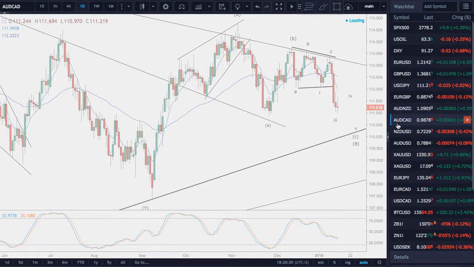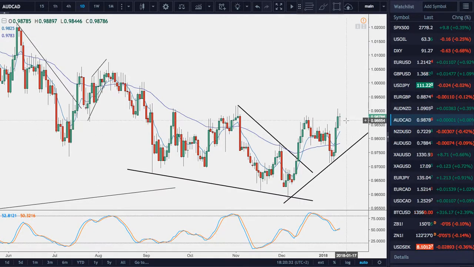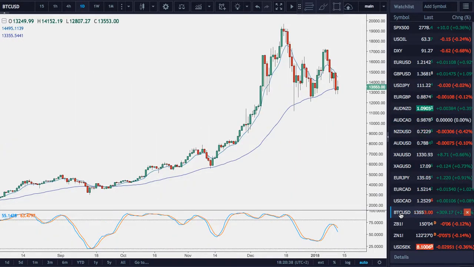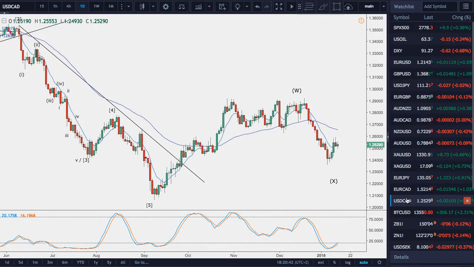And the Canadian pairs, I need to see what's going to happen here. I'm going to hold to the upside in Aussie Canadian. And I have to see what happens with the Bank of Canada rate decision on Wednesday, I think, next week.